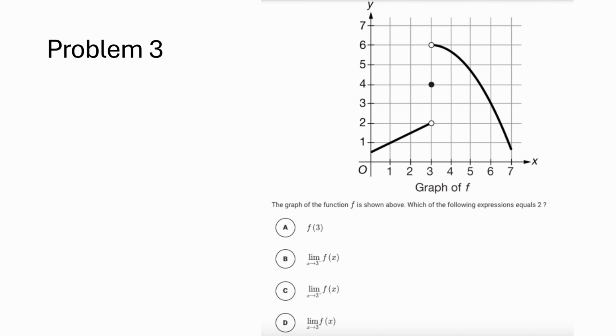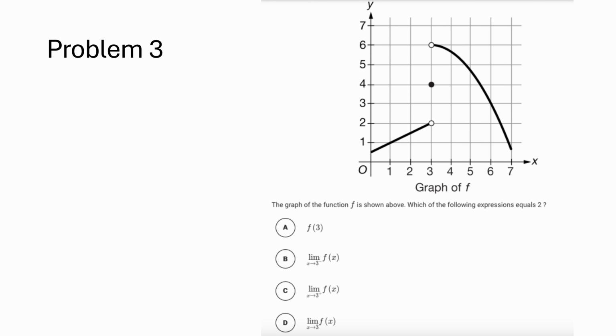Problem 3. The graph of the function f is shown above. Which of the following expressions equals 2? A, f of 3. B, limit as x goes to 3 minus of f of x. C, limit as x goes to 3 plus of f of x. Or D, limit as x goes to 3 of f of x. Pause this video if necessary and solve it.